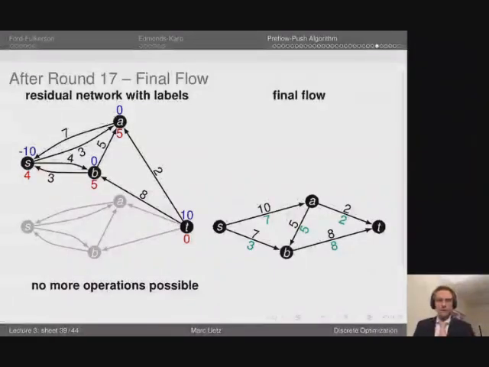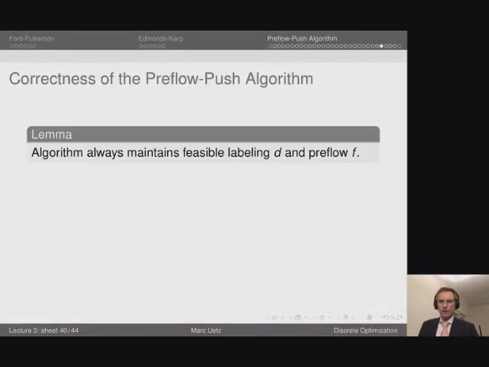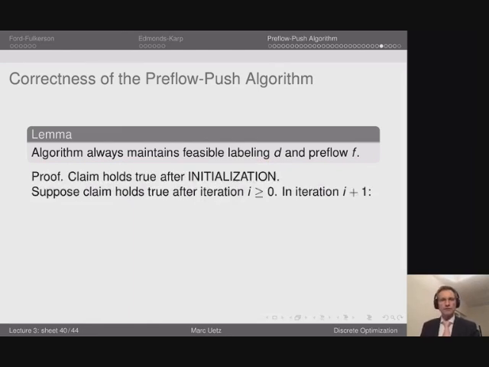So the algorithm works for this example, obviously, but we have to formally prove its correctness. And also I want to make a claim on the computation time. So I start with this lemma, which says that at any point in time, the algorithm maintains a feasible preflow F and also a feasible labeling D. So let's see why this is true. It's an inductive proof on the number of iterations of the algorithm.